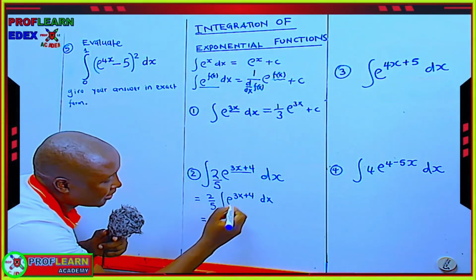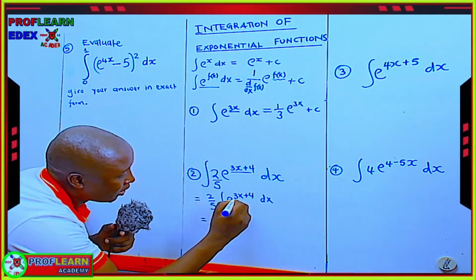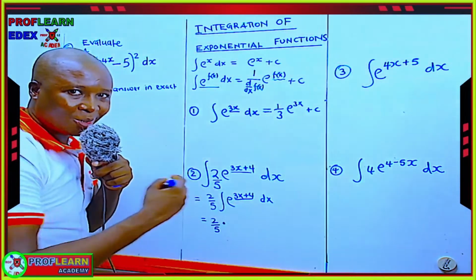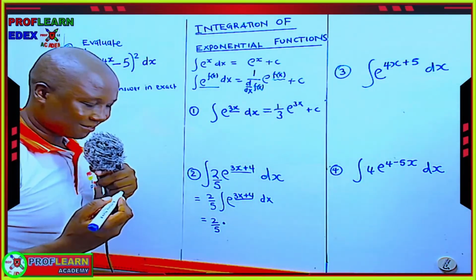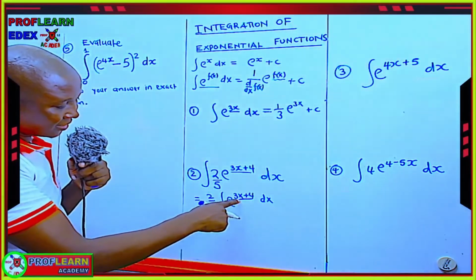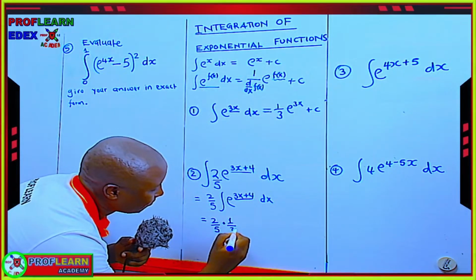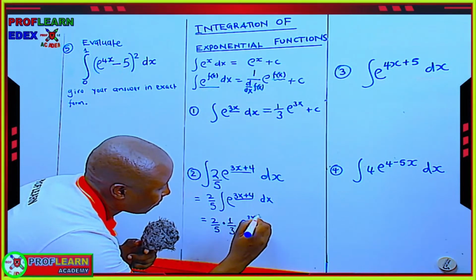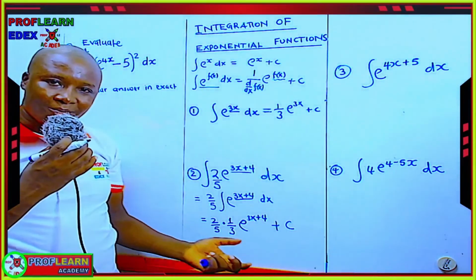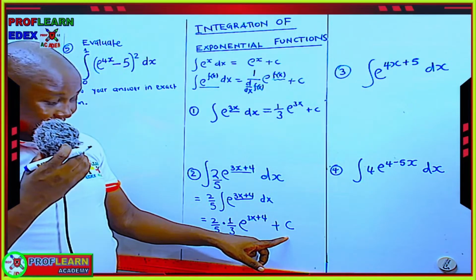So if you are integrating this, remember 2 is just there, over 5 is just there. We are going to differentiate the power. If you differentiate this power, 3x plus 4, we are going to get 3. So we shall say 1 over 3 e to the power 3x plus 4, then plus c. Because remember, anytime you are doing integration, you must add the c here.